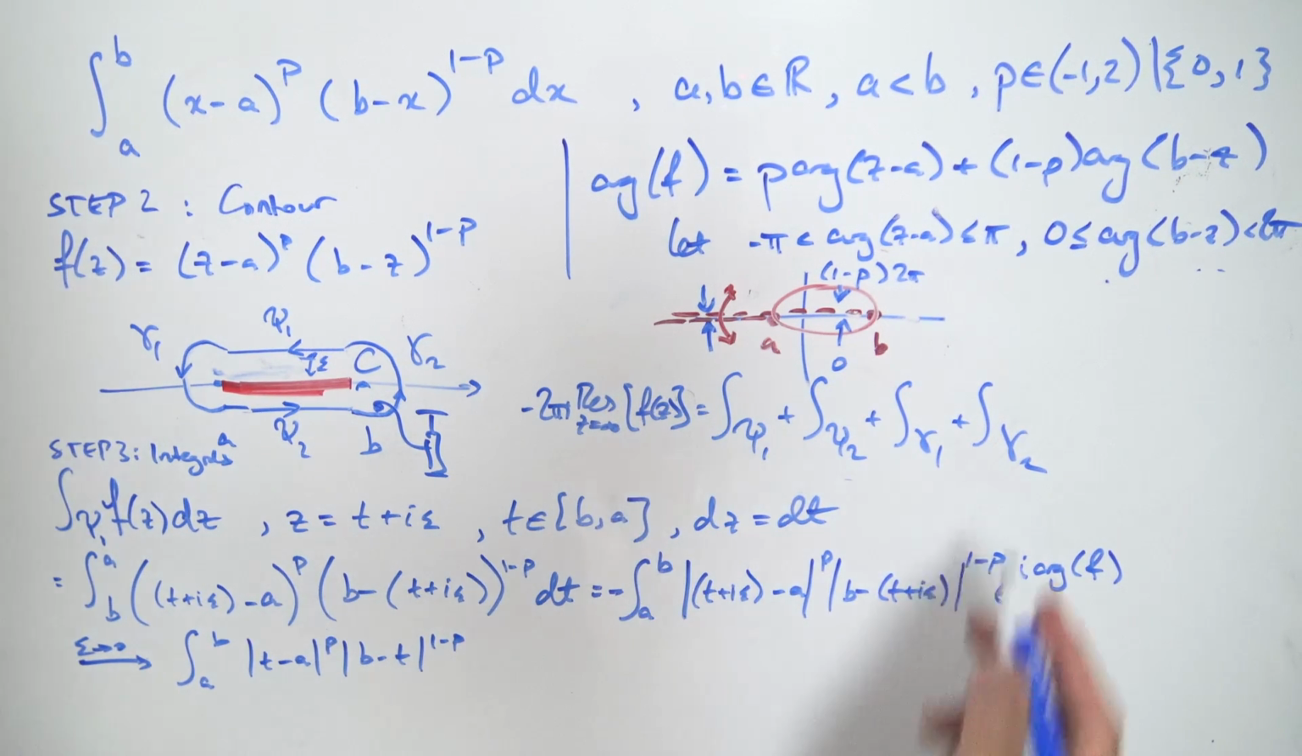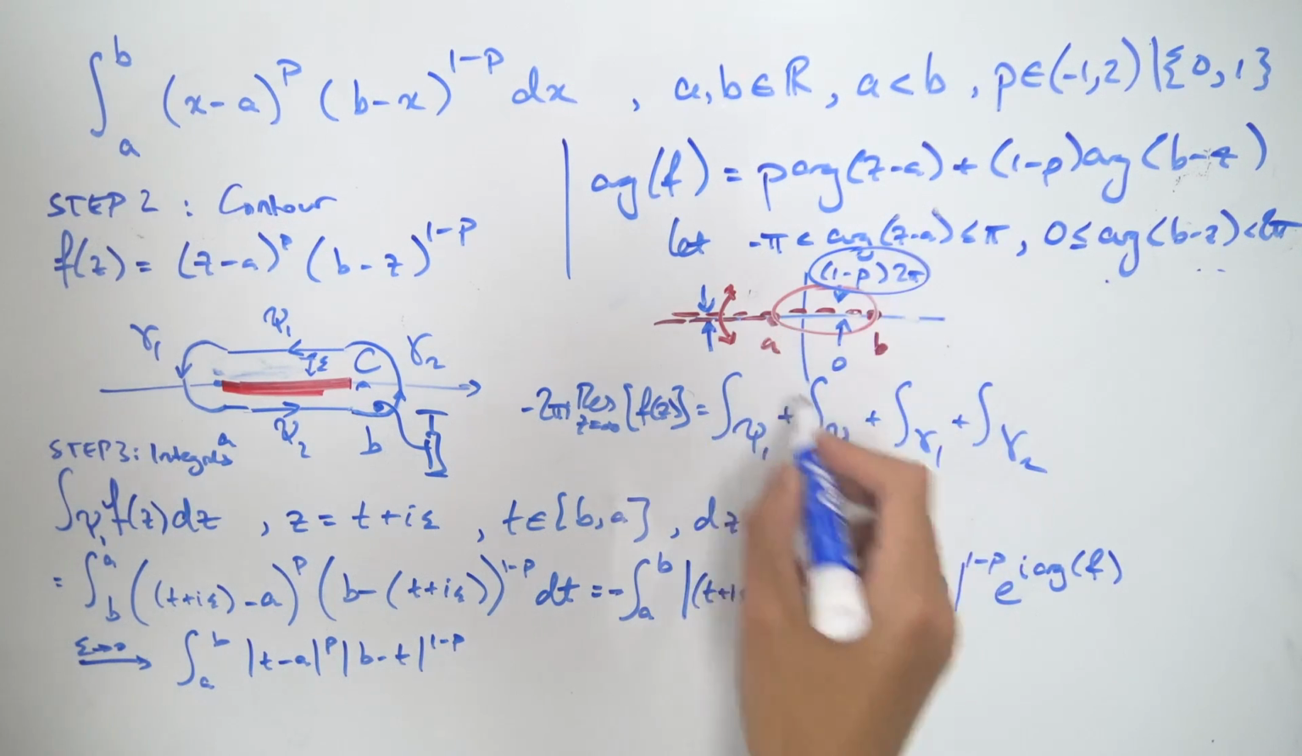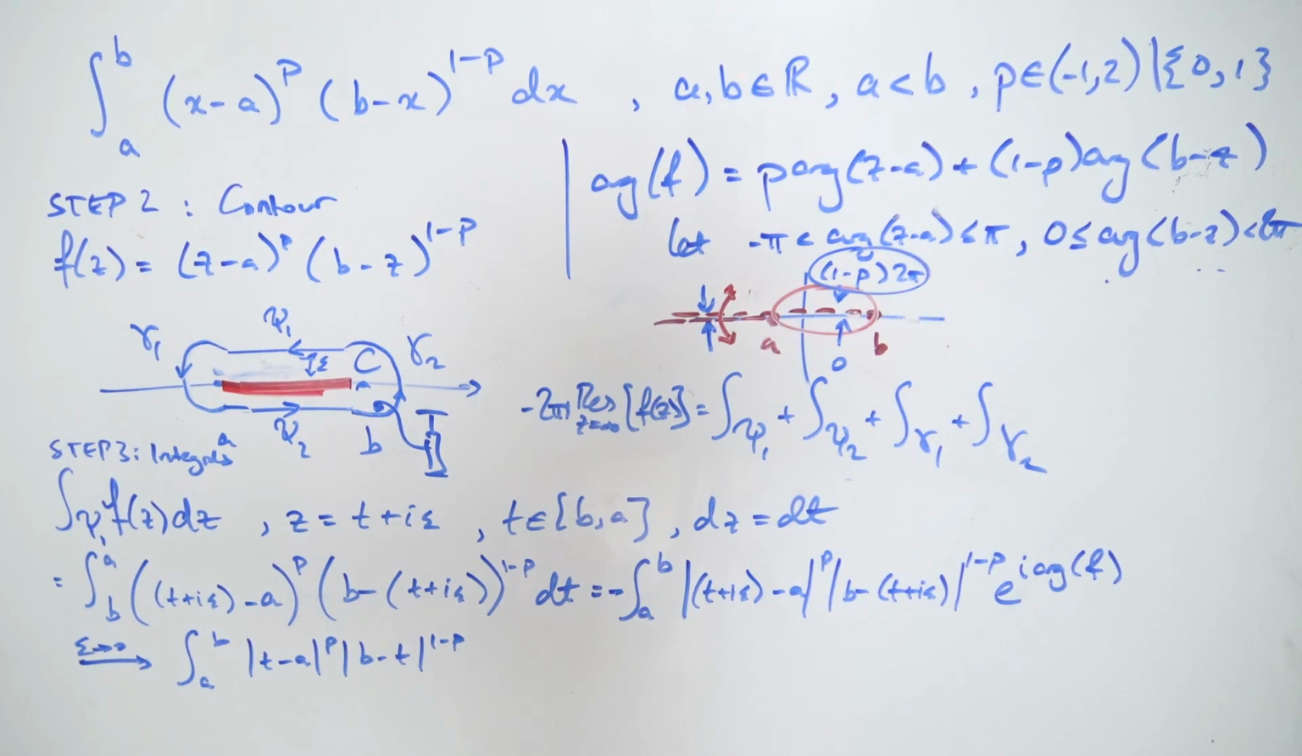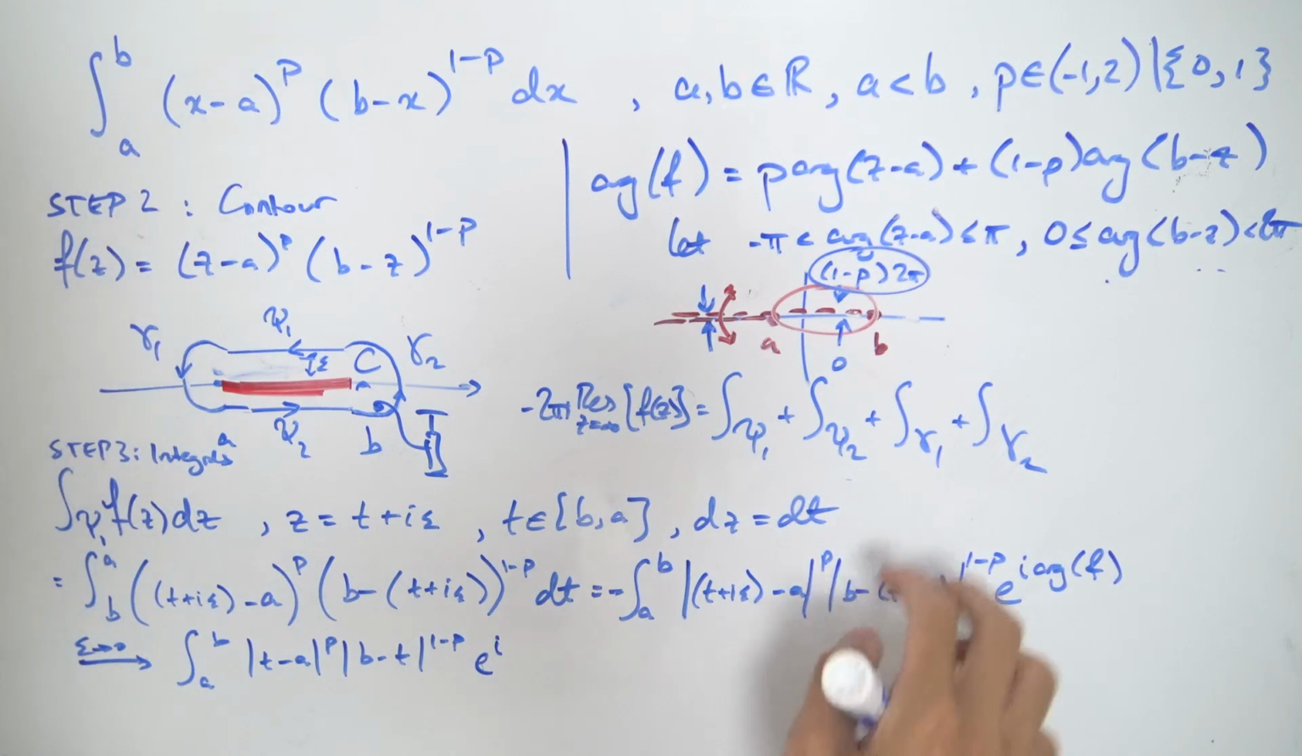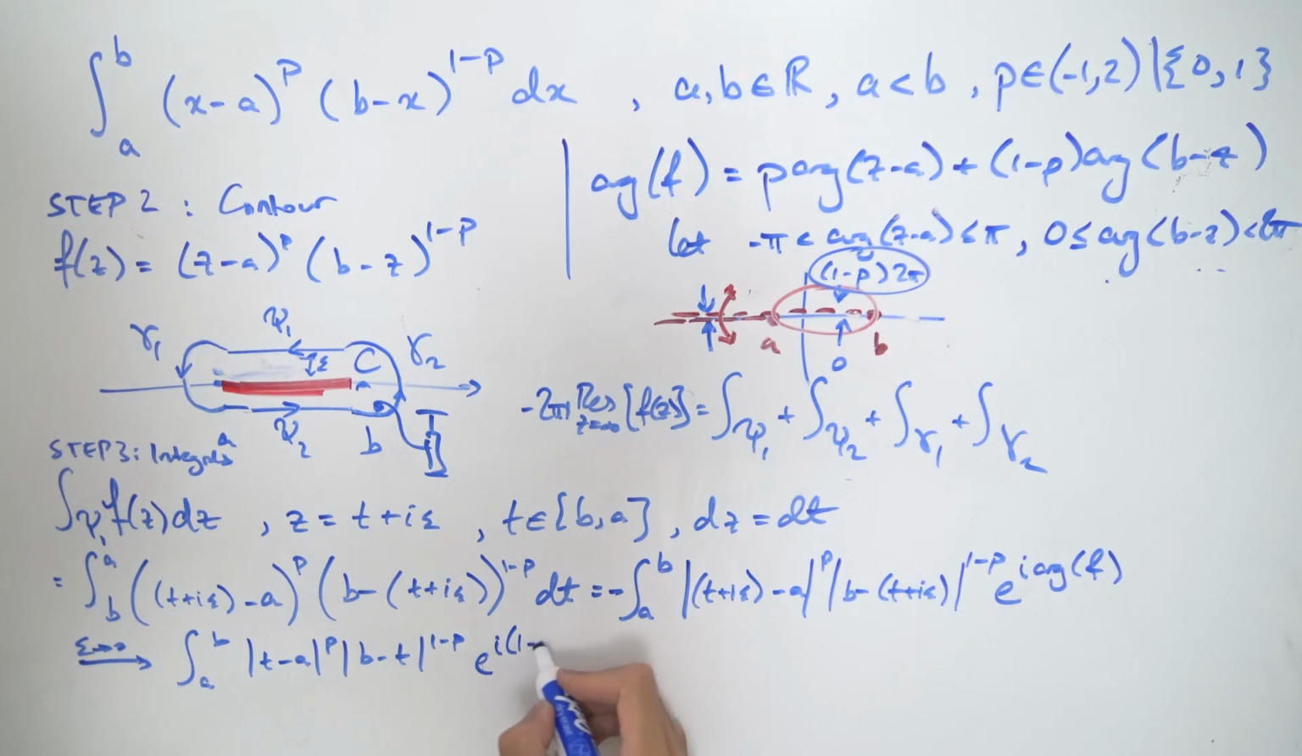And what's going to happen to the argument? Well, it's just going to turn into this thing which we've written up here. So that's why I kept it there. So we're going to have e to the i, and then the argument will approach (1 minus p) times 2 pi, like so, and then dt.